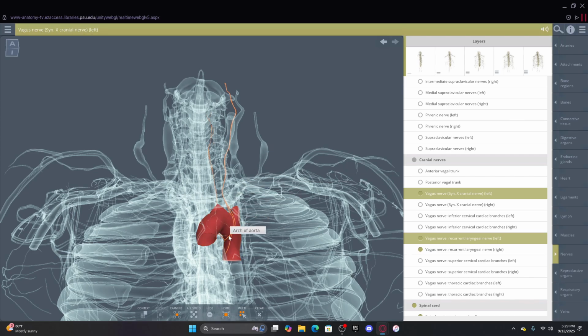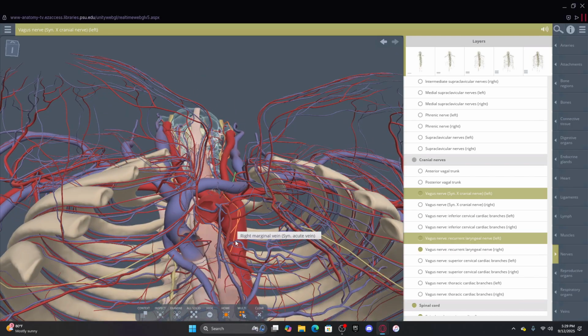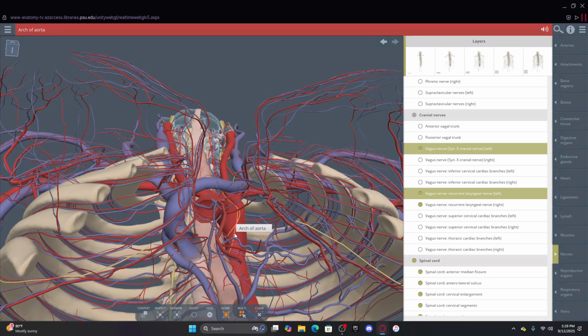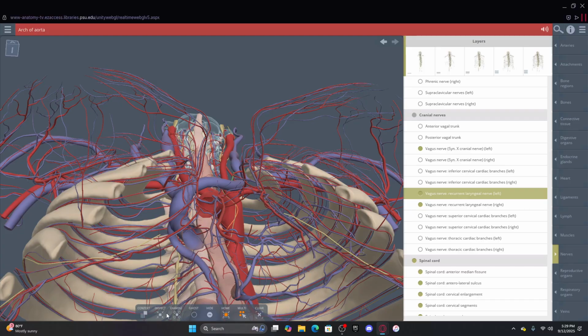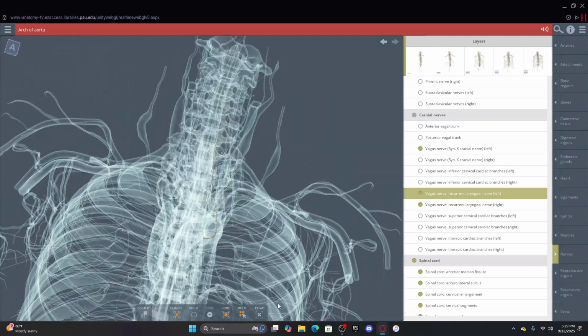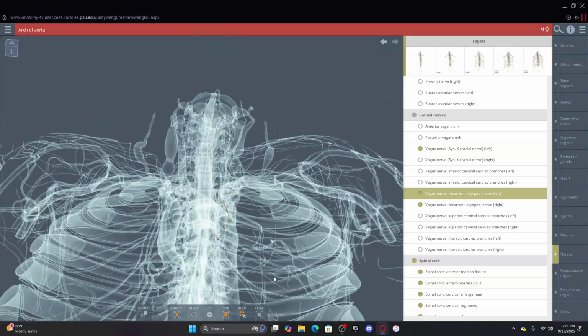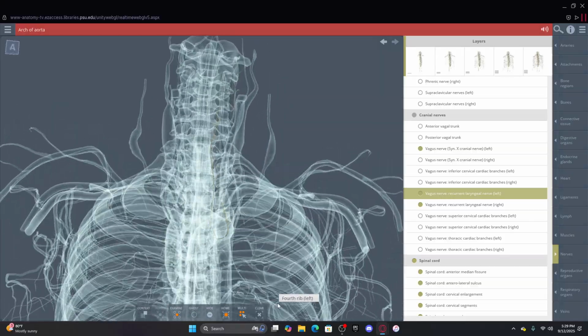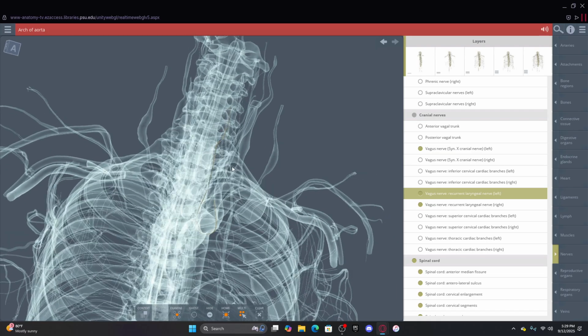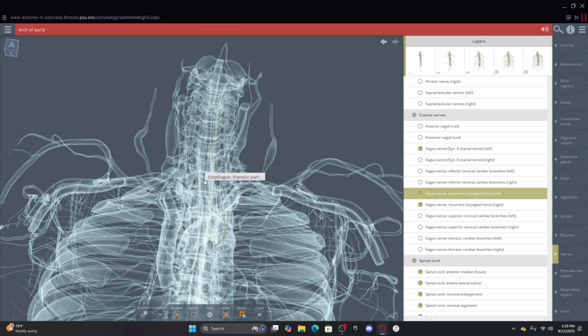You can see it coming all the way around the arch of the aorta. So let me unexamine that, and if I just select the left recurrent laryngeal and deselect the vagus nerve, and then examine that, you can see how the left recurrent laryngeal wraps all the way around the aorta and goes back up towards the head. So left recurrent laryngeal comes under the arch of the aorta.